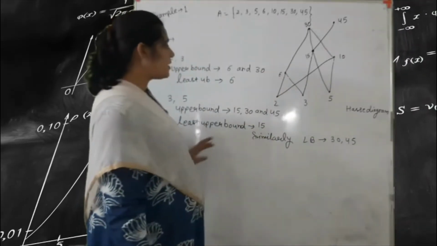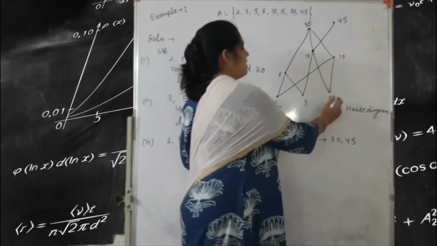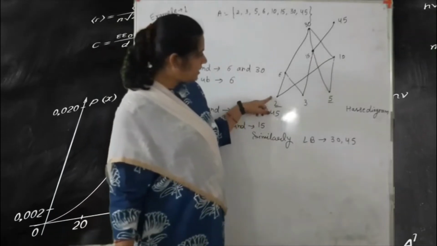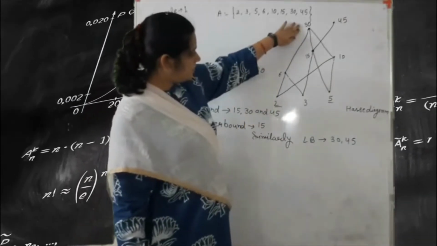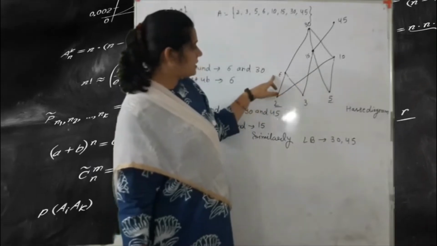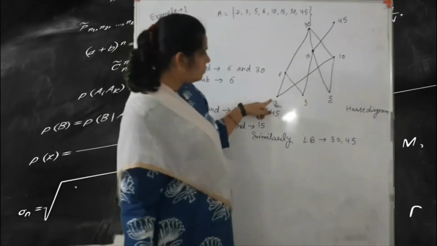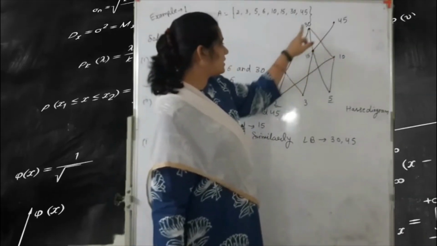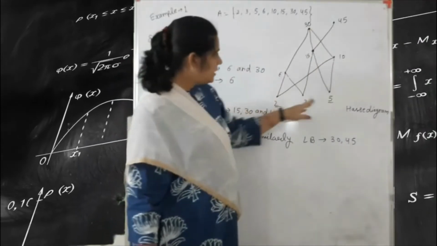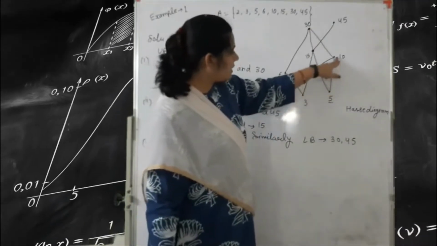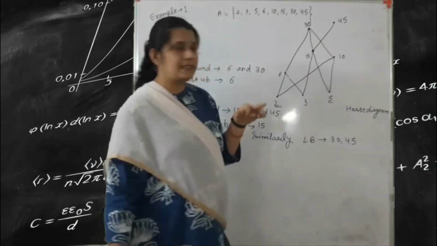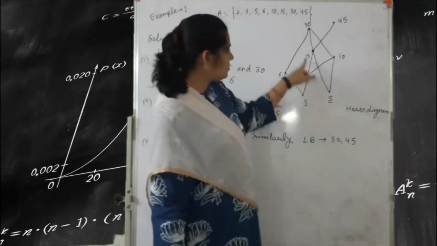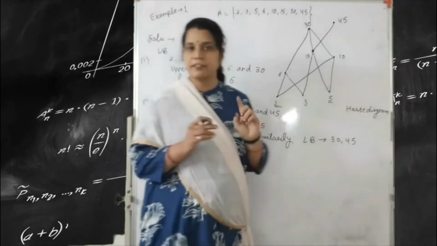Okay, next is the 2 and 5. So what is the upper bound of 2 and 5? See here, 2 is related to 6 and 30. Okay, but 5 is not related to 6, so 6 is cancelled. Okay, 2 is related to 10 and 2 is related to 30. Got it? 5 is related to 10 and 5 is related to 30. That means 10 and 30 are the two numbers that are the same. But here 5 is related to 15 but 2 is not related to 15.